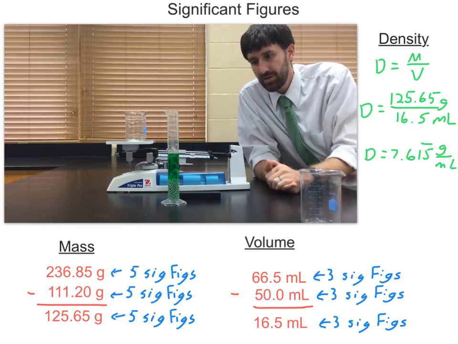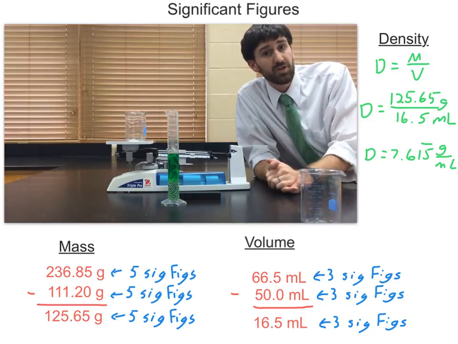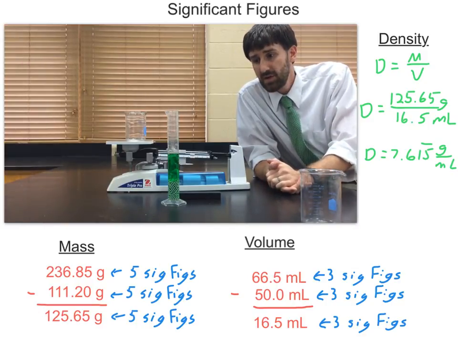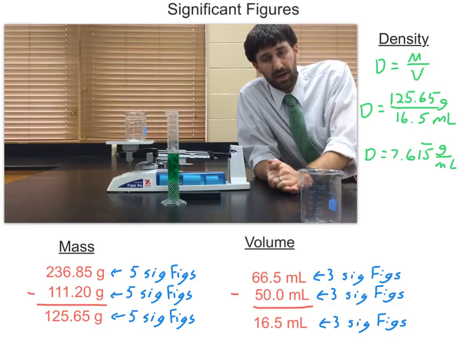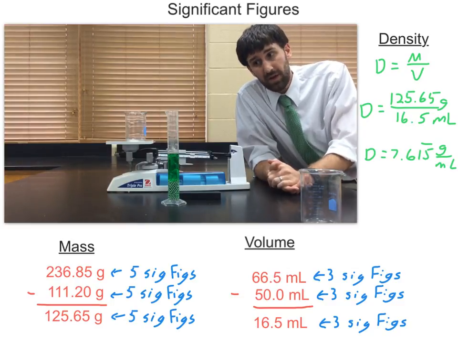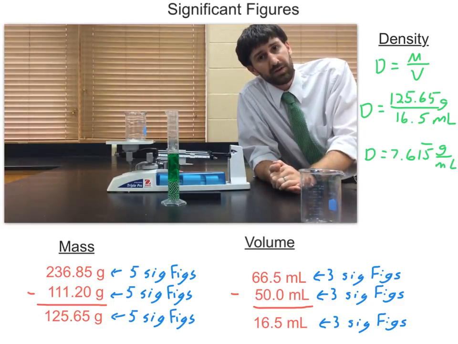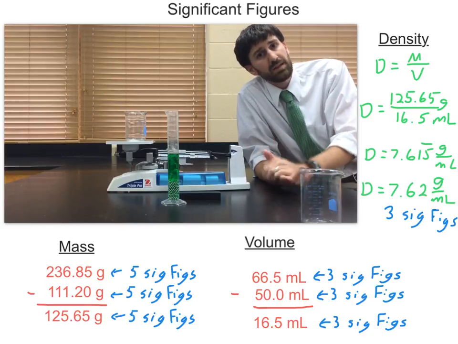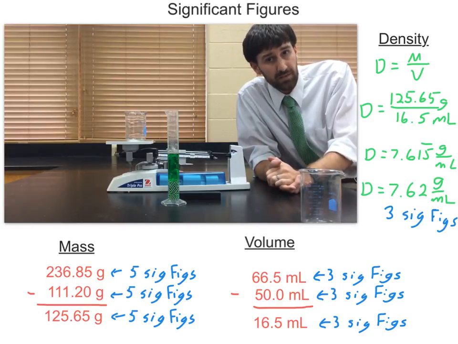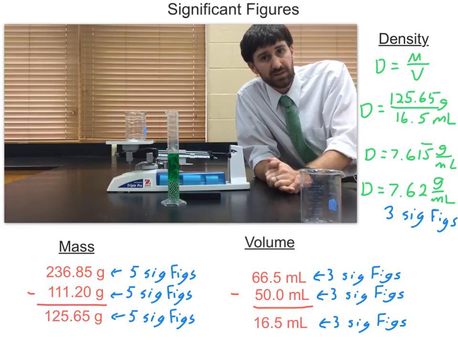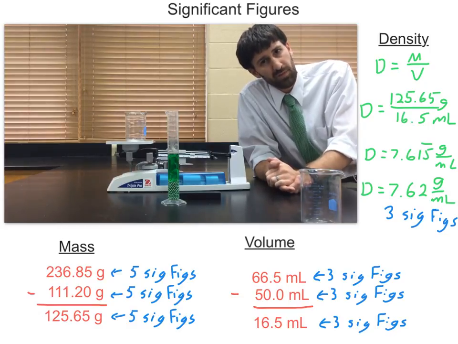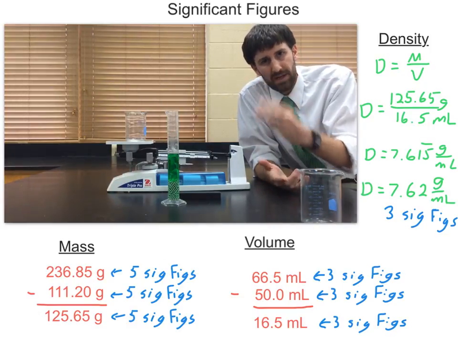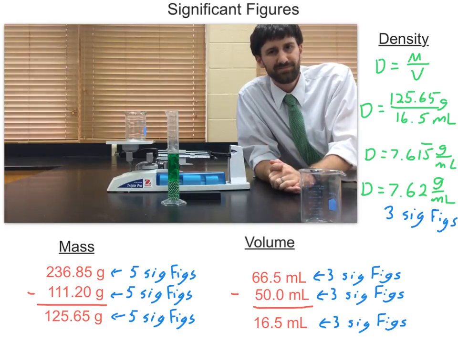My graduated cylinder gave me 3, so because of the multiplication and division rule for significant figures, I need to round my answer to the least number of significant figures, which would be what my graduated cylinder gave me, 3 significant figures. So I'll take that 7.615 repeating and round it to 7.62 grams per milliliter, so now it has 3 measurable figures in it.